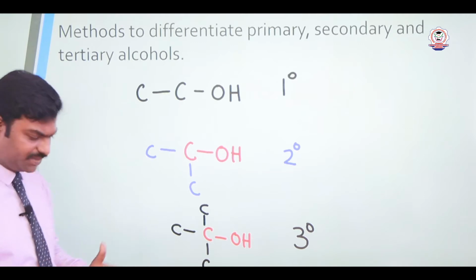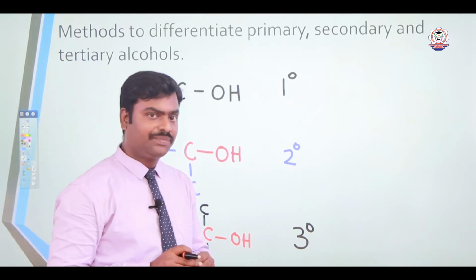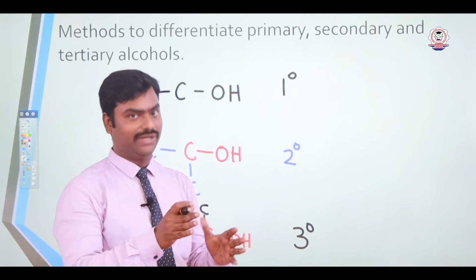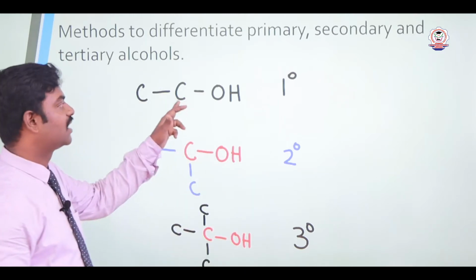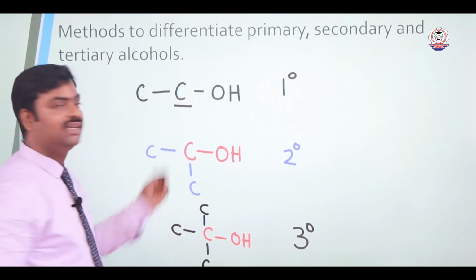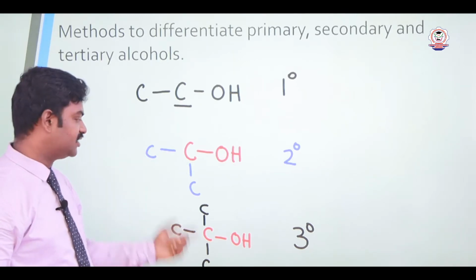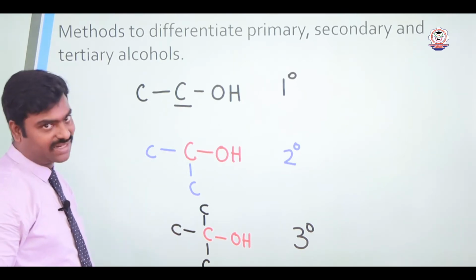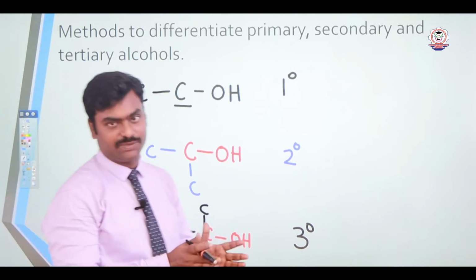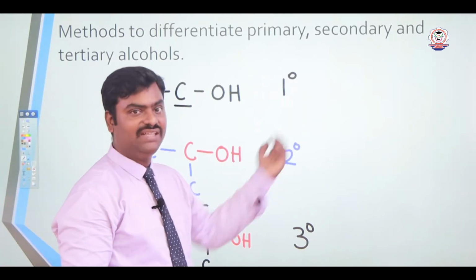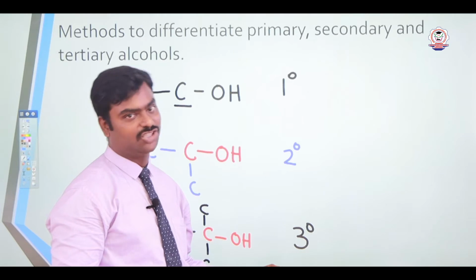So in all the systems, we are seeing only the carbon which is attached with the OH. If this carbon has 1 carbon attachment, here 2 carbon attachments, here 3 carbon attachments, according to the attachment we name it as primary, secondary, as well as tertiary alcohol.